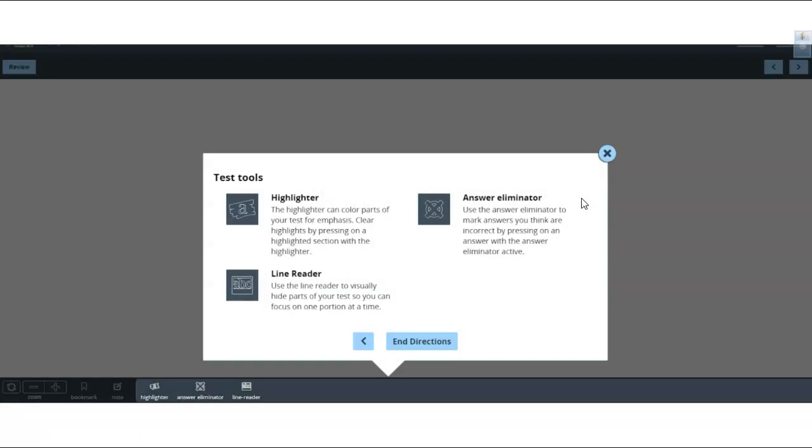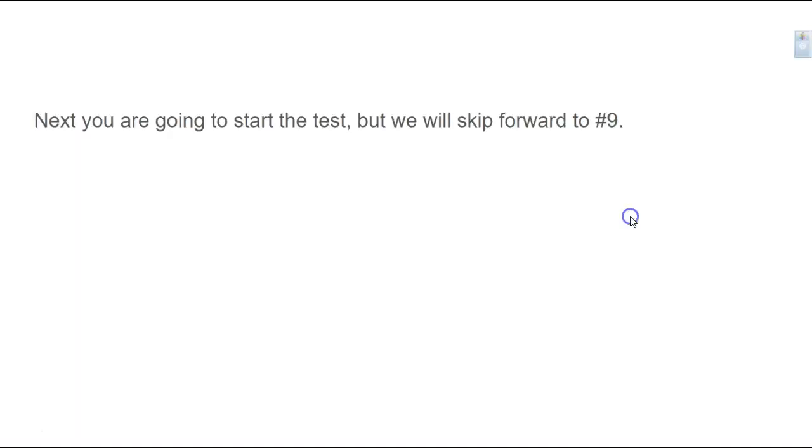Then we have the test tools, like a highlighter, a line reader that helps you read the line, and an answer eliminator. Sometimes you can tell, hey, it's not this answer and it's not this answer, so you can actually eliminate those answers. And then you're at the end of the directions.